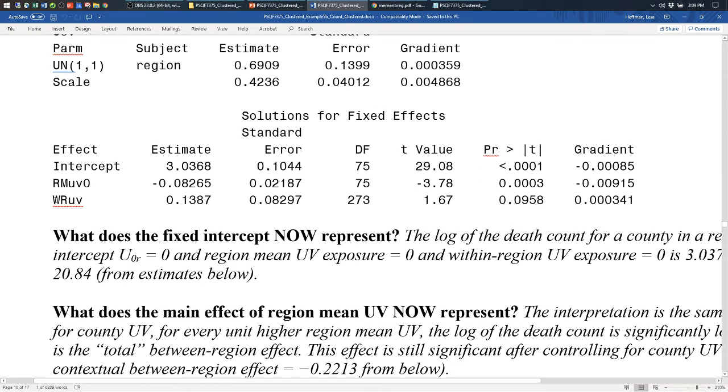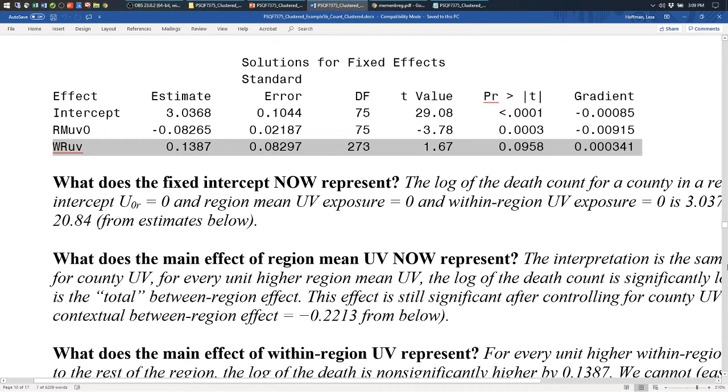Unsurprisingly, within region UV doesn't seem to matter much. Why do I say that is unsurprising? I'll give you a hint. It's not because I know anything about skin cancer. The ICC for this predictor, do you remember how much of the information in UV was at level 1? 1%. This is functionally a constant. I do know that constants don't predict things very well. So for that reason alone, I'm not surprised.